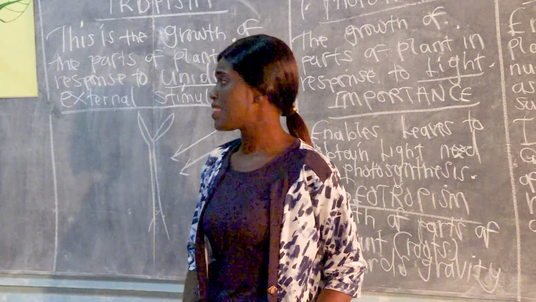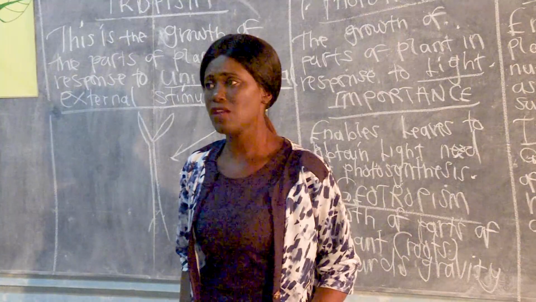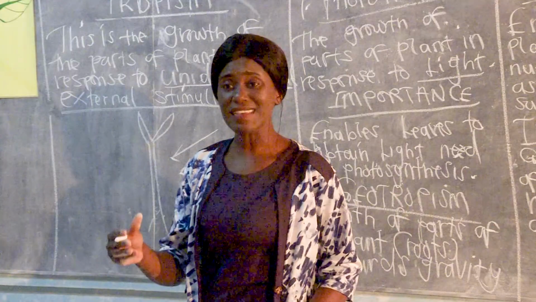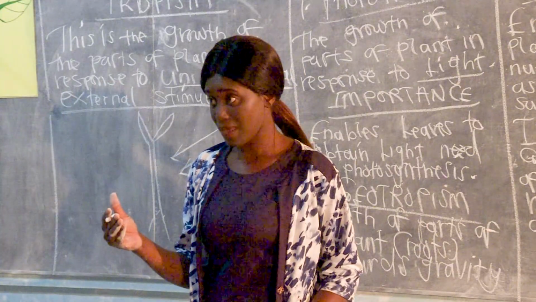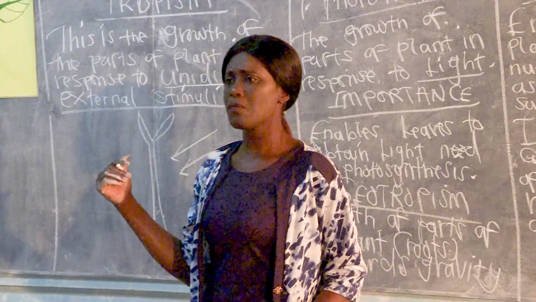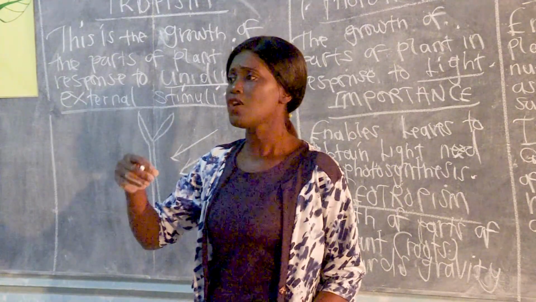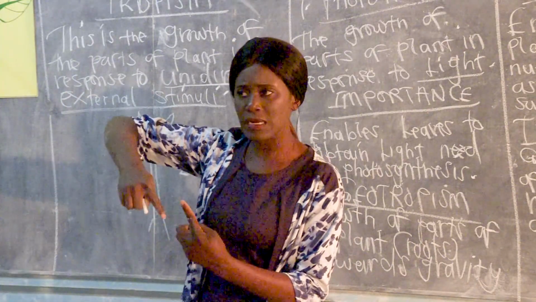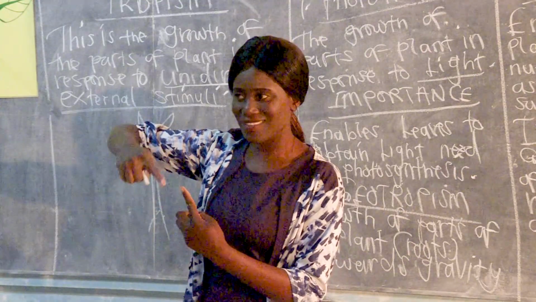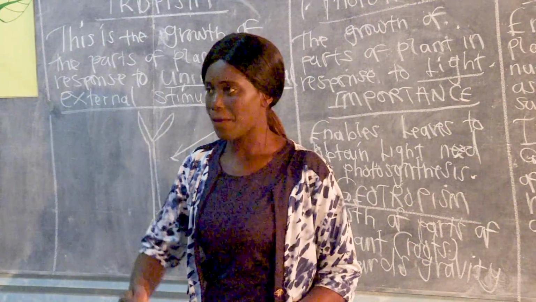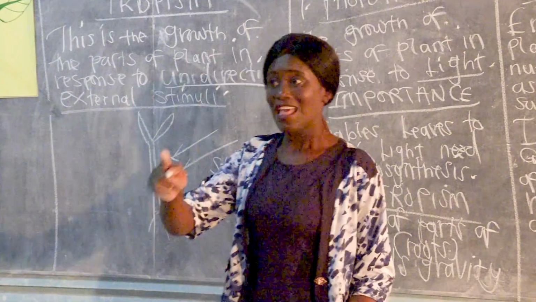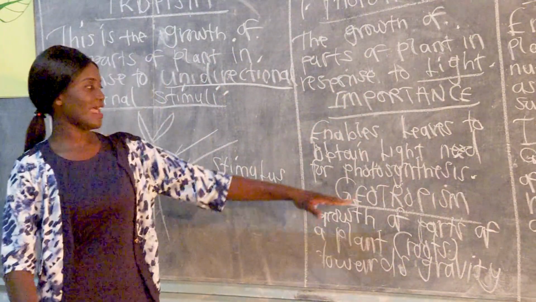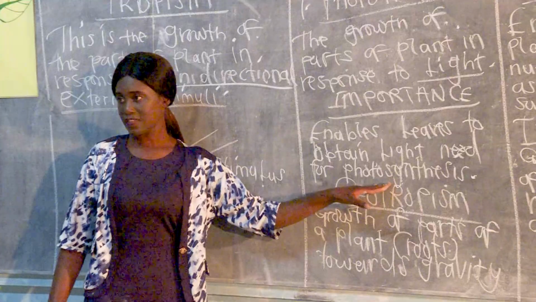To get mechanical support. So this thigmotropism doesn't happen in all plants. It happens in certain plants whose stems are weak. Are you following me? This kind of tropism only happens in plants that have weak stems. Okay, so those weak stems twine around an object so as to obtain support. Not only that, those stems twine around so as to obtain light that is needed for photosynthesis.